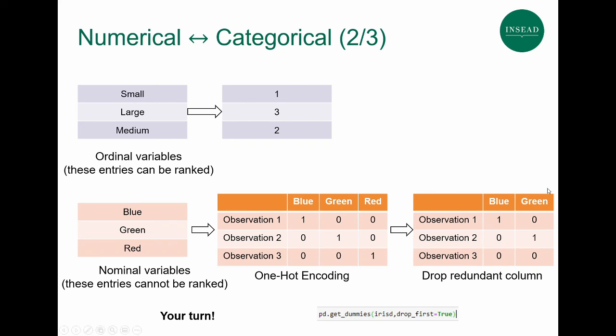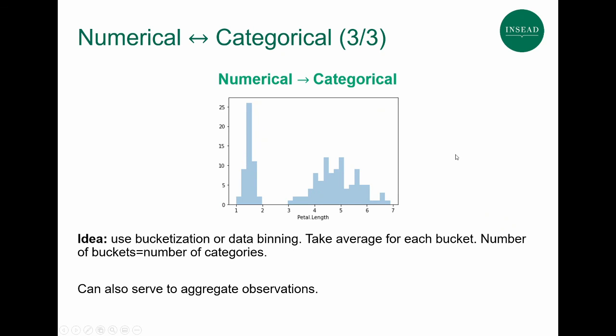As you see, the way of doing this transformation from here to here is via the pd.get_dummies function. If you apply this to your dataset iris_d and you do drop_first equals True, you're going to end up with something that looks like this. In this case, it's going to transform the species column of your iris dataset into 2 columns now because we've dropped the third one. It can also be useful sometimes to go from numerical to categorical. The idea here is that you use what we call bucketization or data binning.